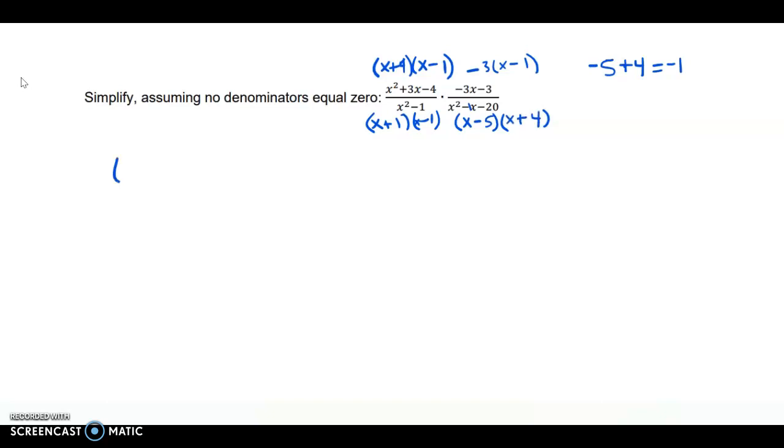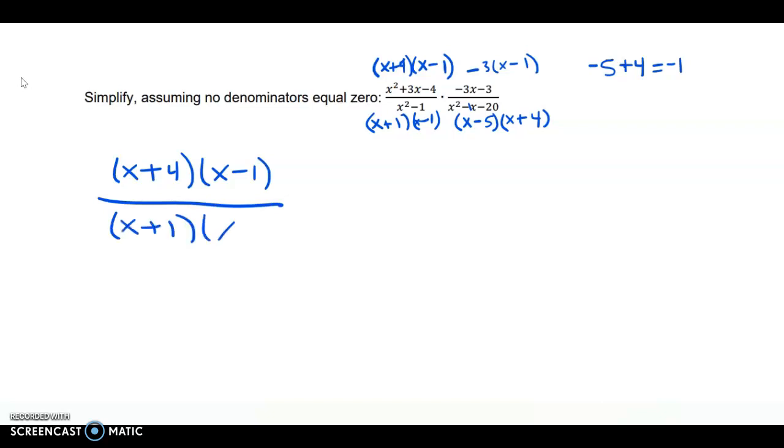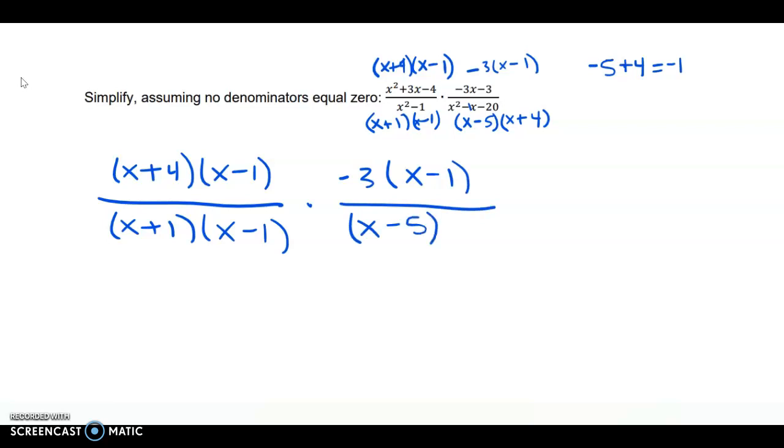Let's rewrite this. So we have x plus 4 times x minus 1 over x plus 1 times x minus 1, times -3 times x minus 1 over x minus 5 times x plus 4. Now we notice this is multiply, so we don't need to flip anything, but we can cross cancel. So let's go ahead and cross cancel.